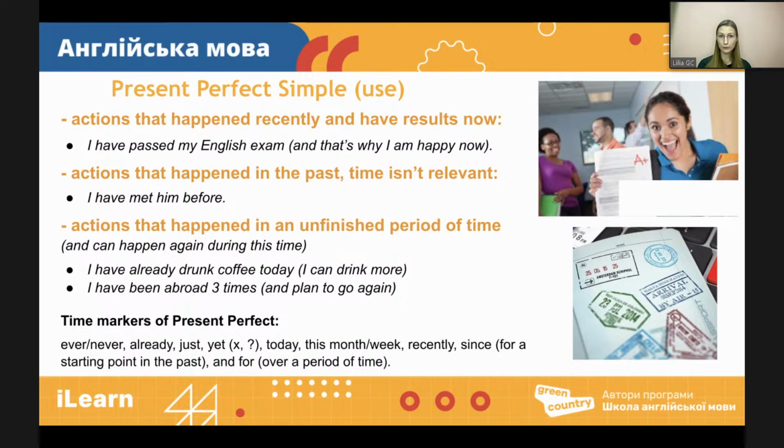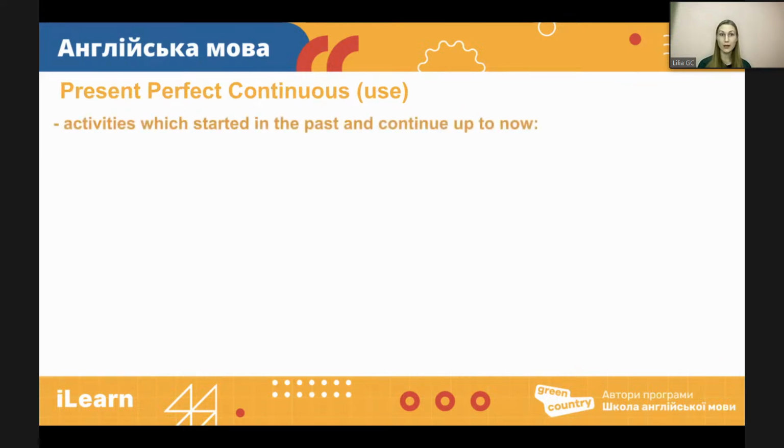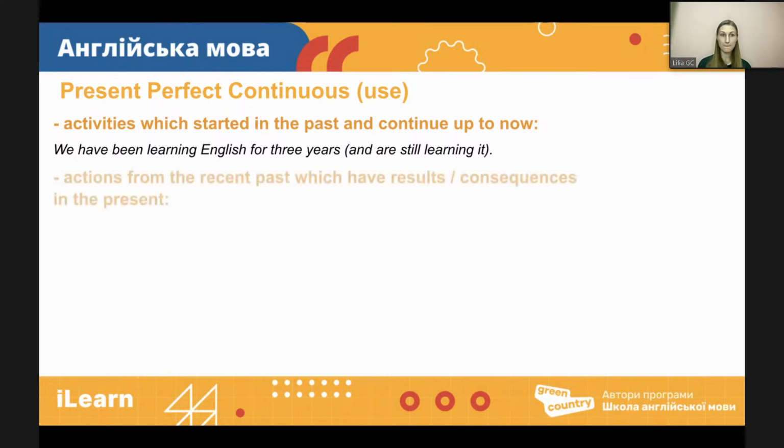So, present perfect continuous rules. Firstly, activities which started in the past, so we have the clear understanding when exactly it started and they continue up to now. Like here, we've been learning English for 3 years. So 3 years ago, I started my process of learning English and I'm still in this process. I just wanted to know how long it already took me since the beginning.